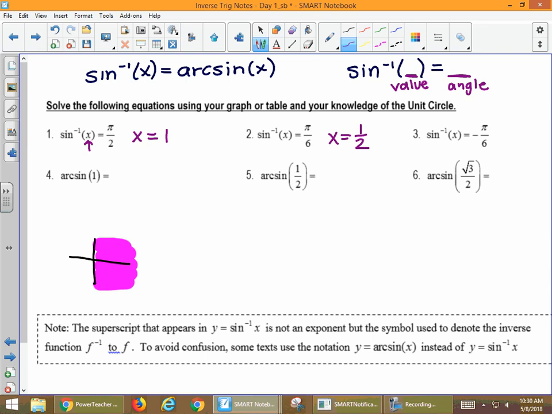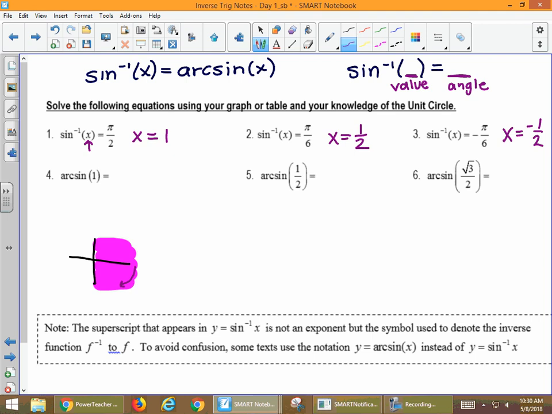Sine inverse of x equals negative pi over 6. What's the value of sine at negative pi over 6? Remember, negative angles are just going to wrap this way. And that's going to be negative 1/2. For sine and tangent, you're just going to do negative, negative, or positive, positive. They're going to work nice like that.